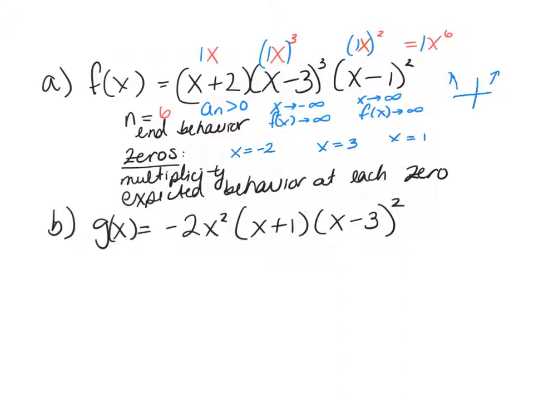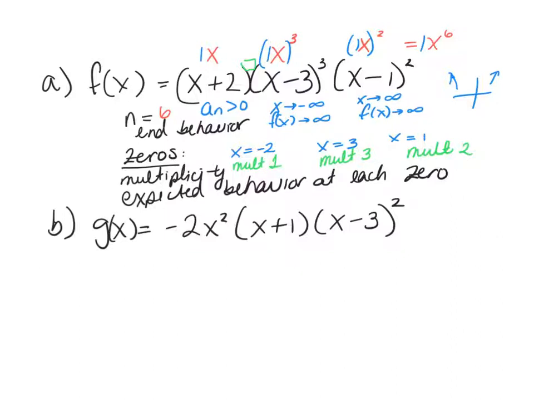I'm going to go back and talk about the multiplicity. The multiplicity is this degree right here. Well, if it's missing, then it's a degree 1. So it has a multiplicity of 1 on this first one. The next one has a multiplicity of 3, and then the last one has a multiplicity of 2.